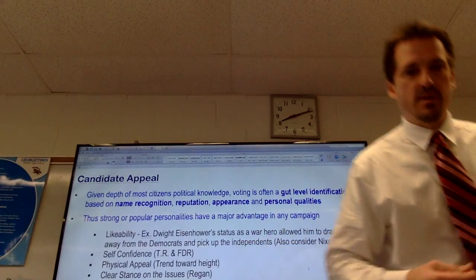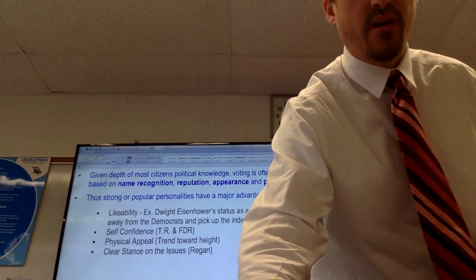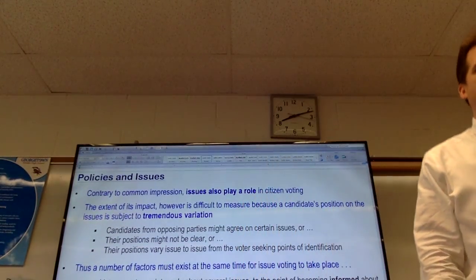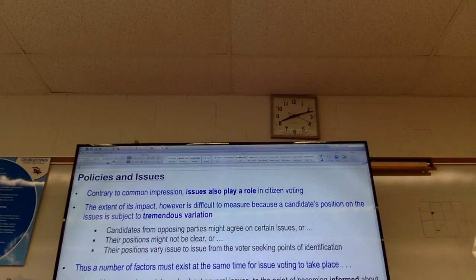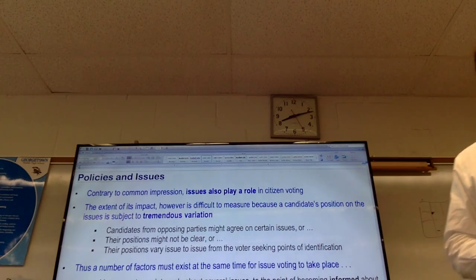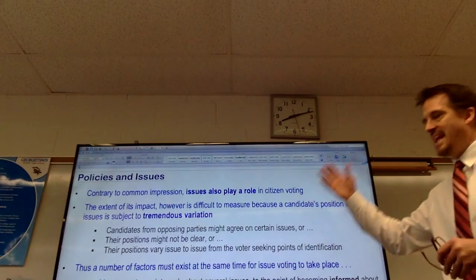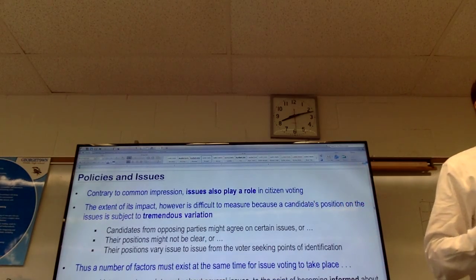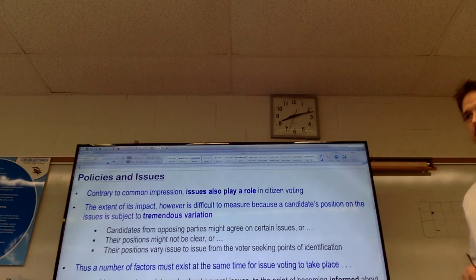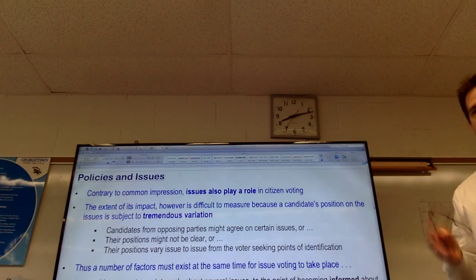Teddy Roosevelt and FDR are great examples, too, of those bold, confident, articulate leaders. Hopefully at some point, beyond demographics and beyond just the gut-level appeal, you do get into the issues. It's kind of depressing that I've done all this talk about how people vote, and I am just now getting to how someone stands on a particular issue.